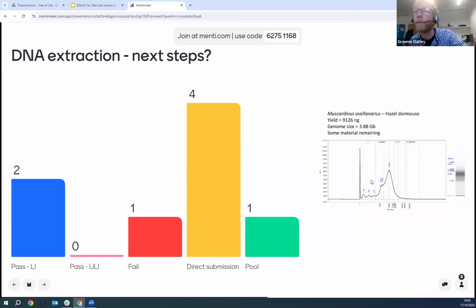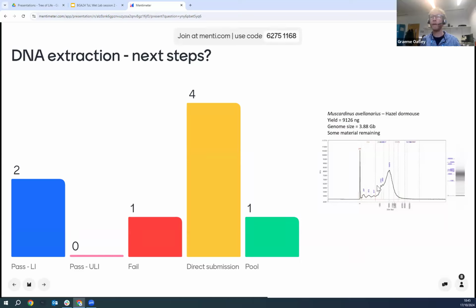So let's have a look at this profile. We're sitting at sort of 11,000 average fragment size. The mode is close to 10. And we have some of this low molecular weight here. So I think this is a really good candidate for a direct submission. Slightly short on the average fragment size.